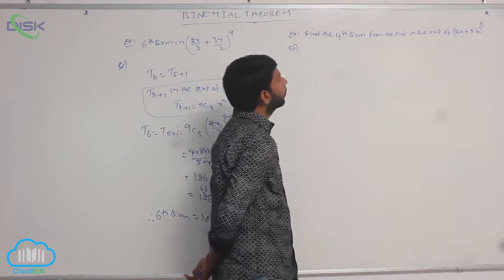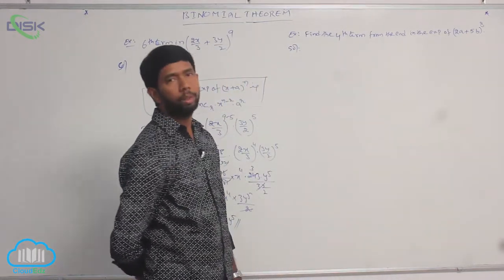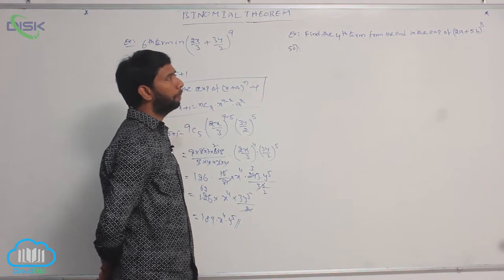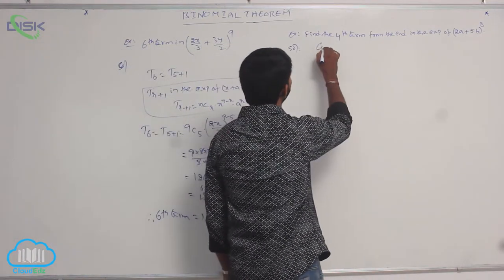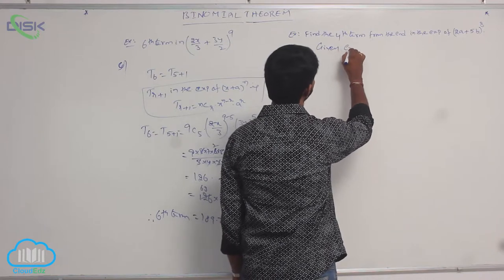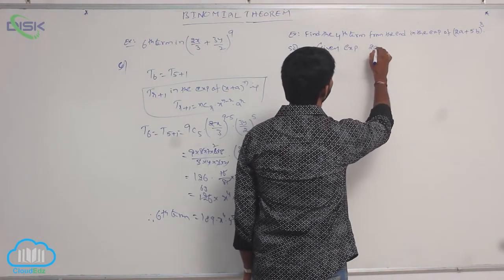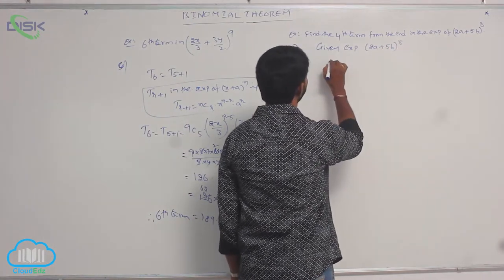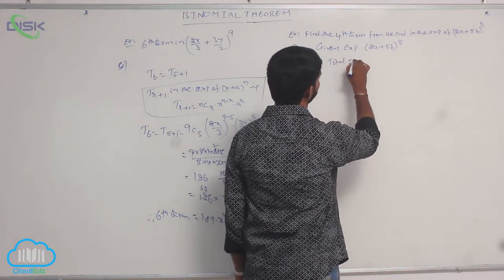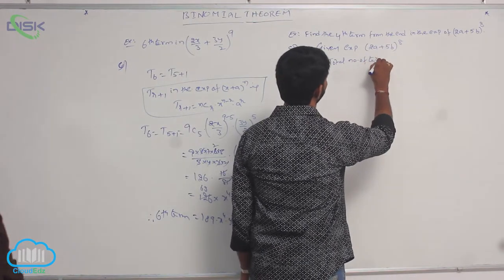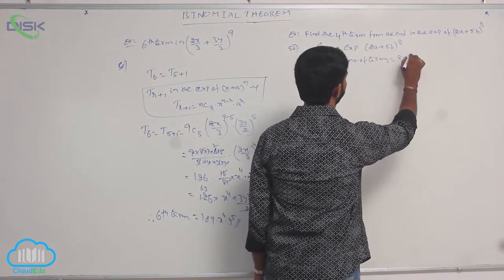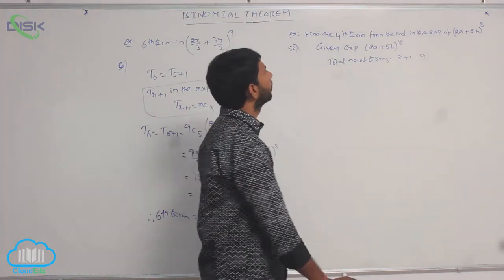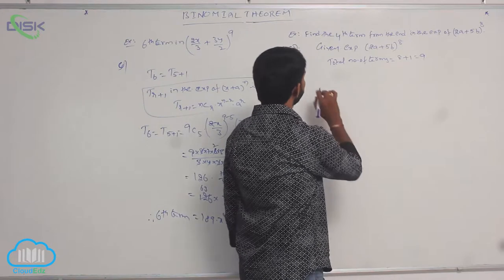Find the fourth term from the end in the expansion of (2a + 5b)^8. The given expansion is (2a + 5b)^8. Here the total number of terms is n plus 1, that is 8 plus 1, 9.